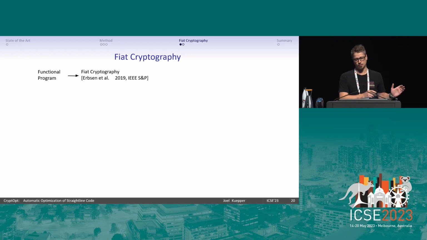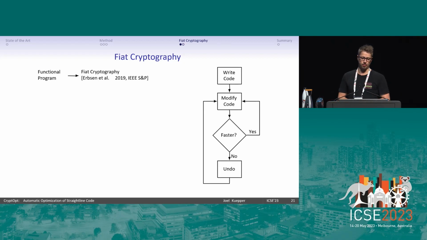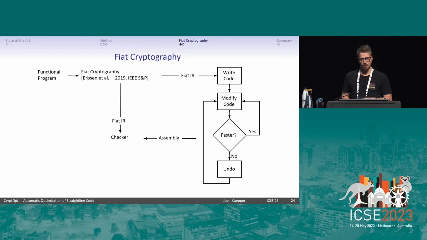So we have Fiat Cryptography on the left side and our optimizer on the right side. We then glue them together with that Fiat IR. Out comes fast assembly, because we gradually improve the performance. Then, just a little hint, we have a checker which actually checks that the assembly that we generate is actually implementing the Fiat IR.